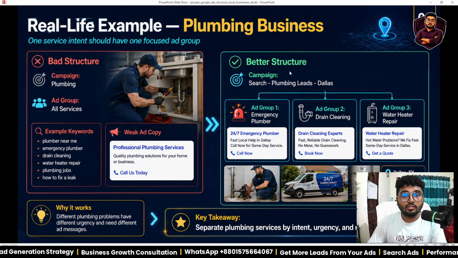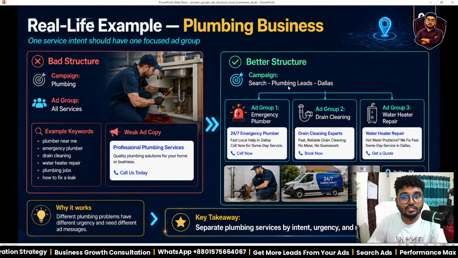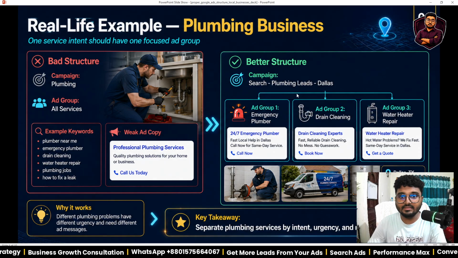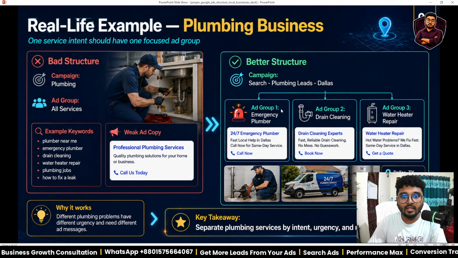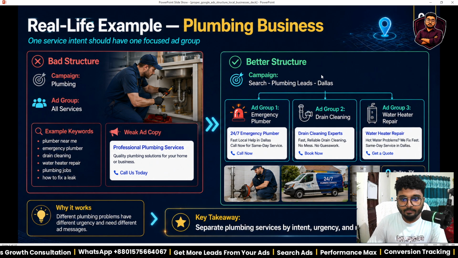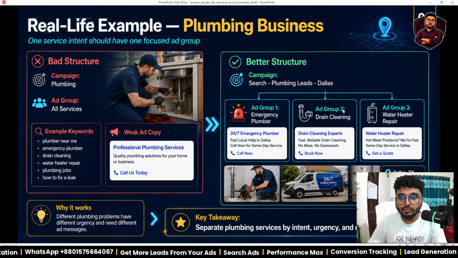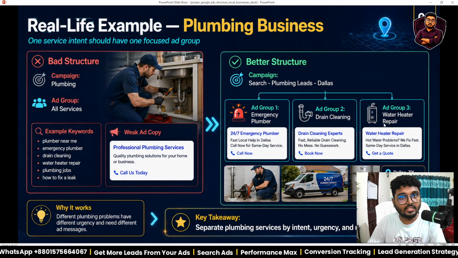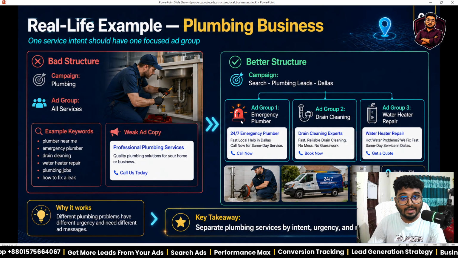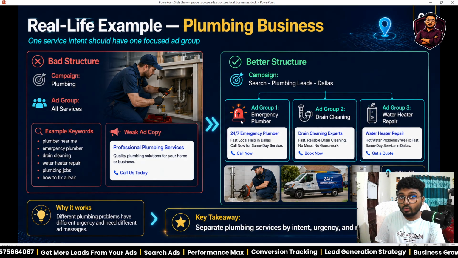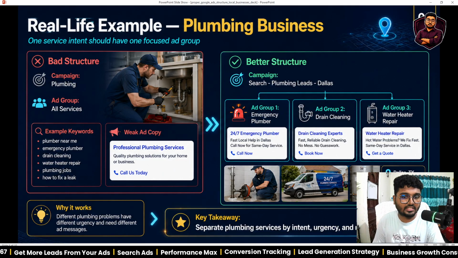Okay, so a better structure. Campaign: search, plumbing, leads, Dallas. It is a campaign name I just put. So here is a campaign. Ad group 1, emergency plumber. Ad group 2, drain cleaning. Ad group 3, water heater repair. So you can see how a good ad looks in a good ad structure, right?